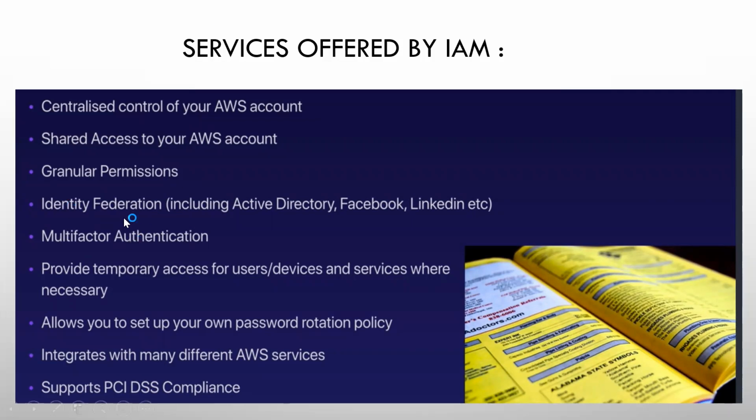Then you have identity federation. So I told you that using third-party tools like LinkedIn, Facebook, Google, Twitter, you can allow them to log into your AWS account. Multi-factor authentication. So I told you that you can make your account double secure using multi-factor authentication. Then you can provide temporary access to your users using STS token. So you can generate STS token and you can provide temporary access to people. Allow you to set up your own password rotation policy. So you define after what duration your password will automatically expire. Then you go ahead and recreate your password and then you start working again.